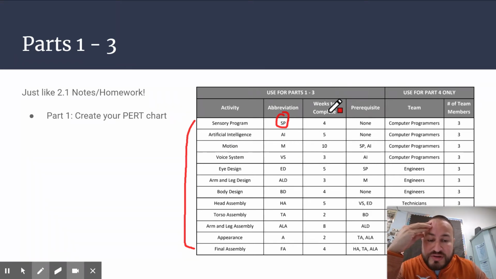Well, if you're creating your Pert chart, how do we know which activities can start right away? Well, the ones that have no prerequisites are the ones that can start right away. So these should be the ones connected to start. And as you continue going through your Pert chart, just be mindful of the prerequisites.